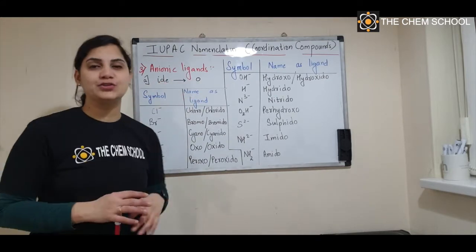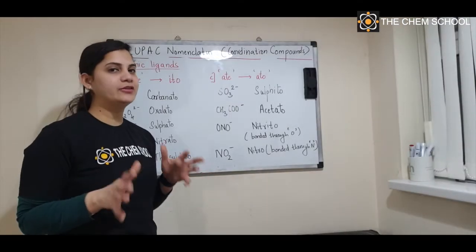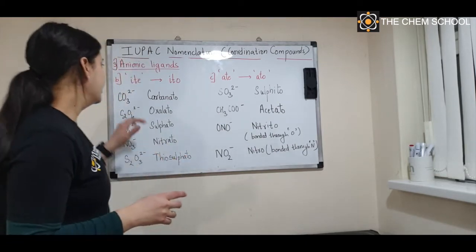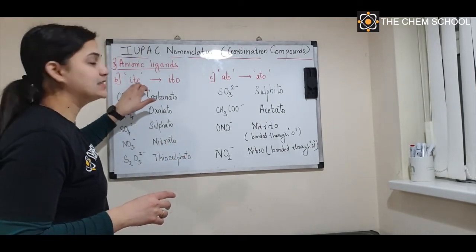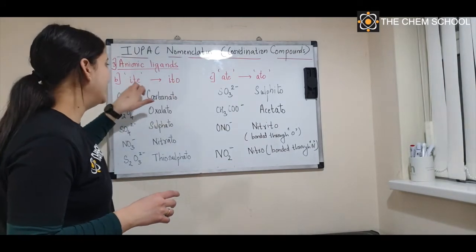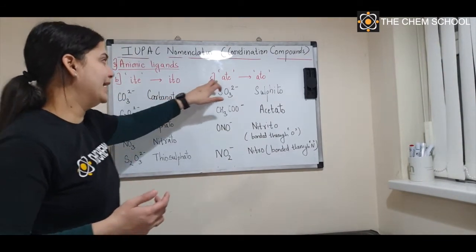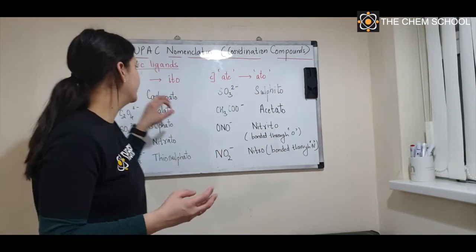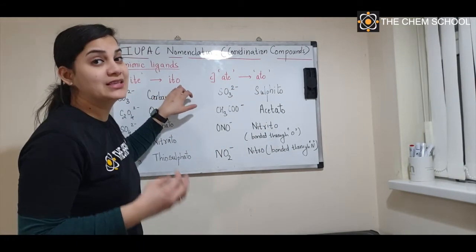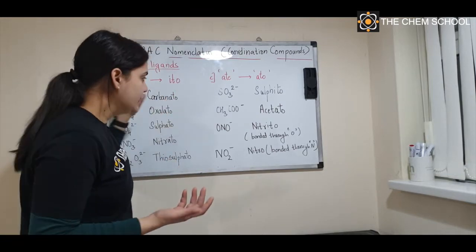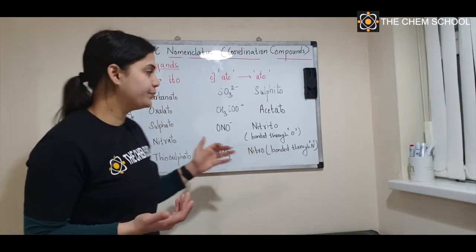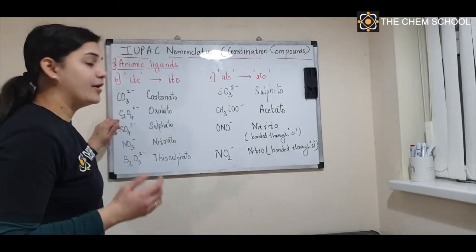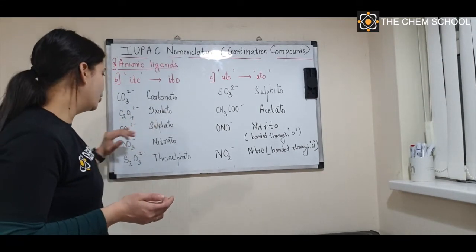Let's talk about the next one. Now, similarly like the first one where we have replaced IDE with O, here we are going to replace ITE, the last E, with O. That is, ITE becomes ITO, or ATE becomes ATO. Okay, so simply what we are going to do is remove the E and replace it with the suffix O. Okay, so these are few examples of that type. So your carbonate becomes carbonato. Okay, then you have oxalate becomes oxalato.